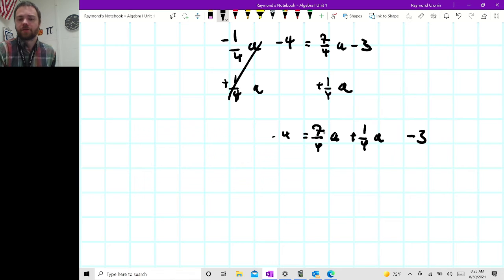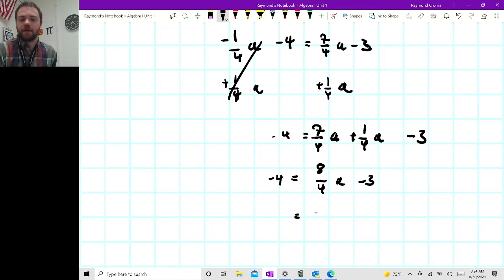And then my numerators are also different. So if I have two denominators that are the same, and I've got common terms, so like terms, I've got a's with both of these fractions, what I can do is add across the top and then divide. So I've got 7 plus 1, which is 8 over 4a, minus 3, so that minus 3 is still there, and this negative 4 is still there.